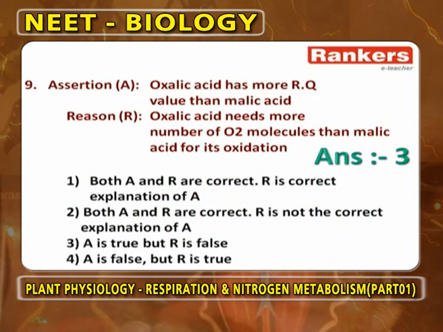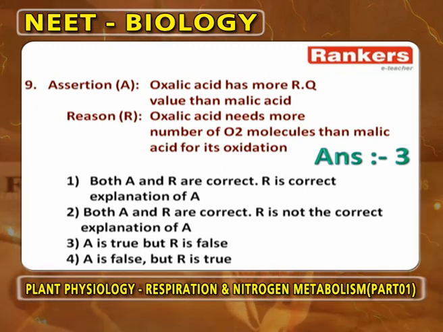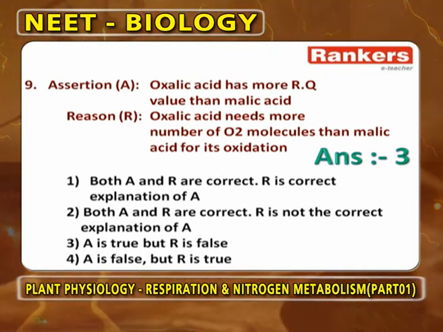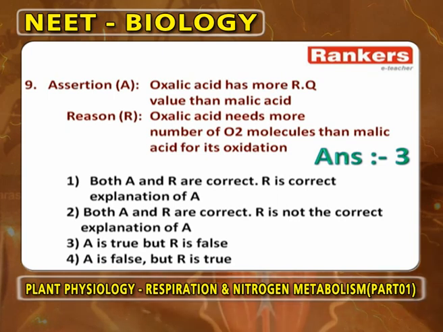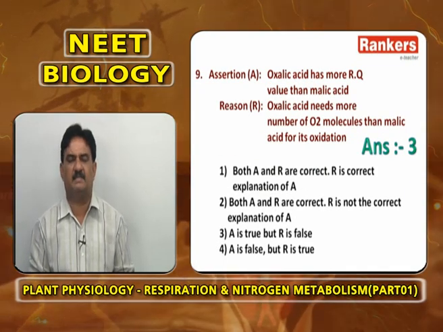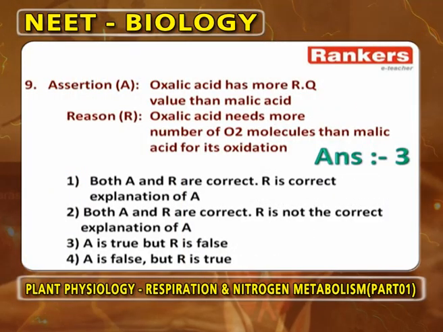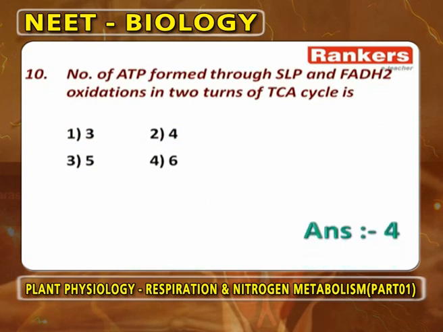This is an assertion reasoning question. Oxalic acid has more RQ value than malic acid. Oxalic acid RQ value is 4, malic acid RQ value is 1.33. Oxalic acid needs more oxygen molecules than malic acid for its oxidation. So the assertion, that oxalic acid has RQ value more than malic acid, is correct. The reason, that oxalic acid needs more oxygen molecules than malic acid for its oxidation, is wrong. So A is true, R is false.